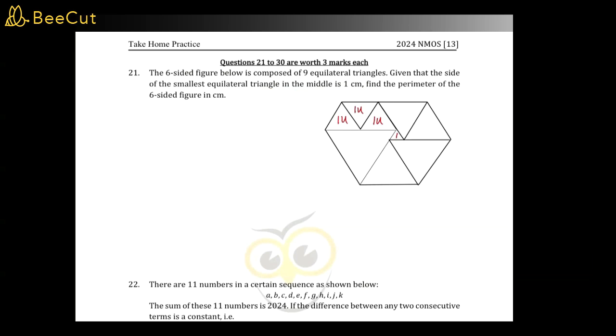Okay. So we check this part. There's 1 U plus 1. And then the next one, these two are the same. There's 1 U plus 1. Now you check this side is 1 U plus 2. 1 U plus 2. Now this one is 1 U plus 2, then plus 1, 1 U plus 3.